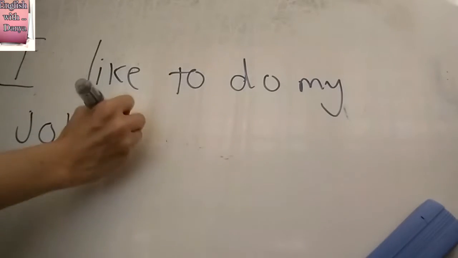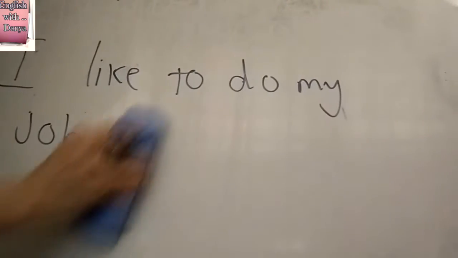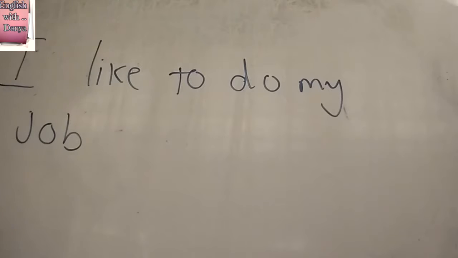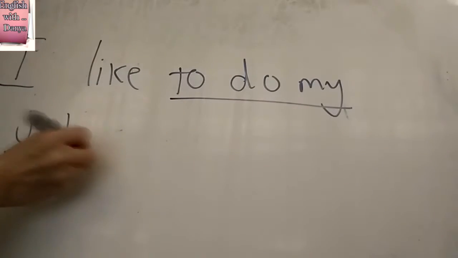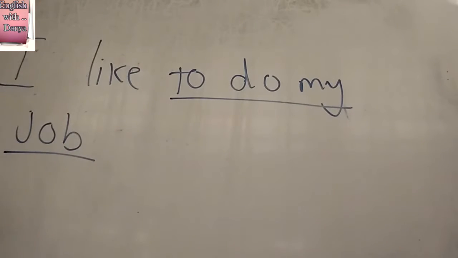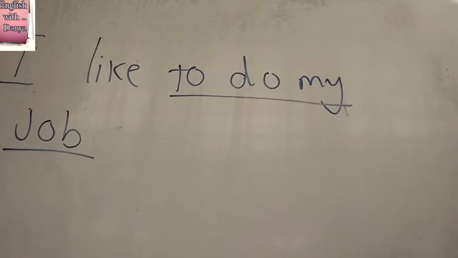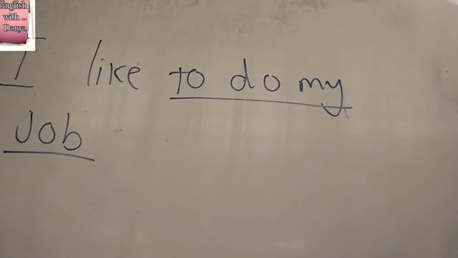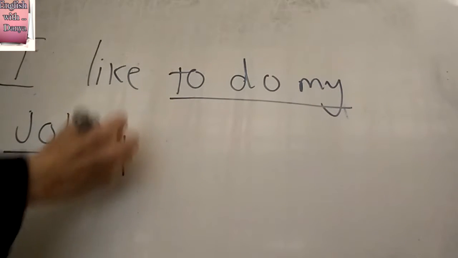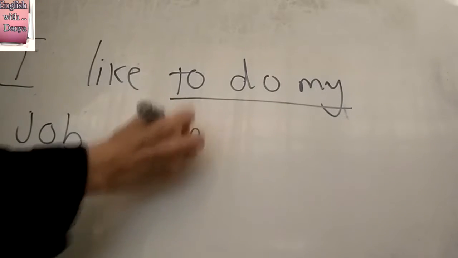I like to do my job. Okay, let's now complete the sentence. I like to do my job. Now, so far the sentence seems to be okay. Here we have the subject followed by the verb and the object. But if you want to provide more details, when someone says, I like to do my job, you might be wondering, how? How do you like to do your job? So, I like to do my job perfectly.